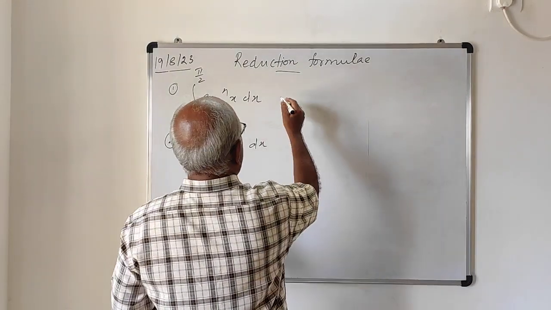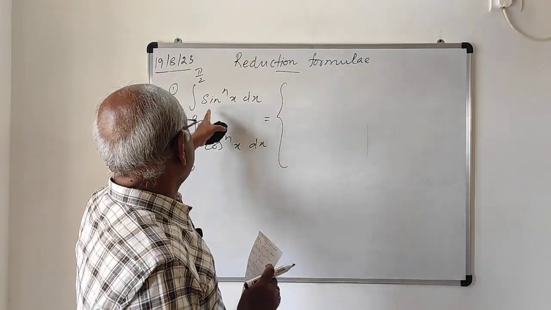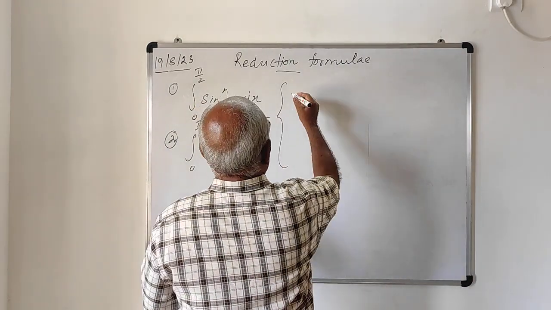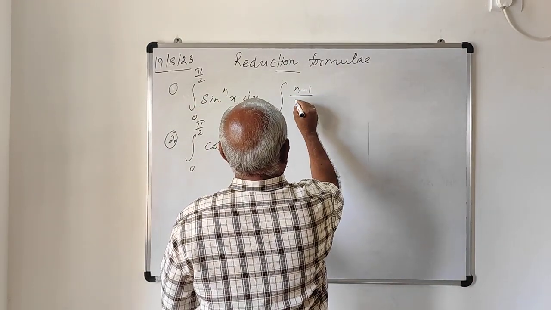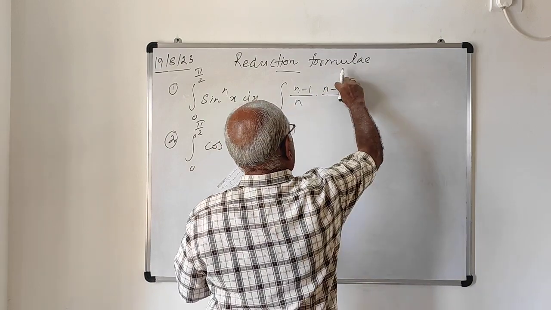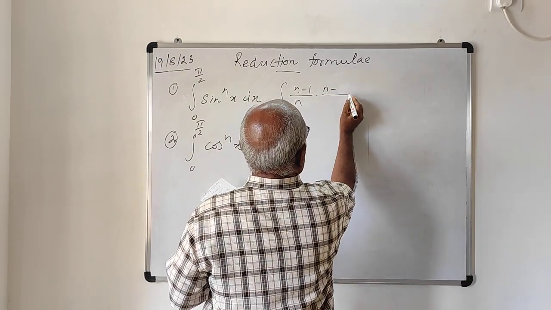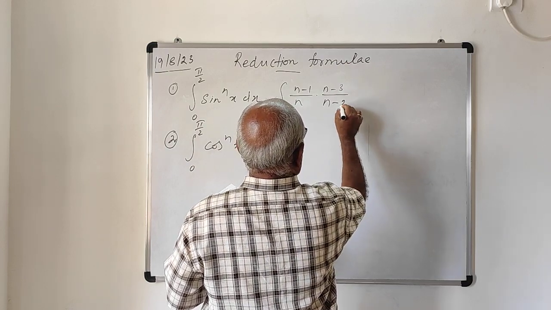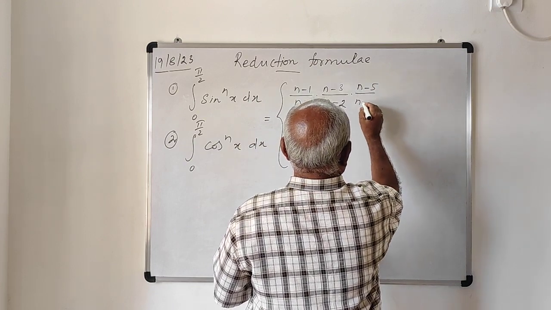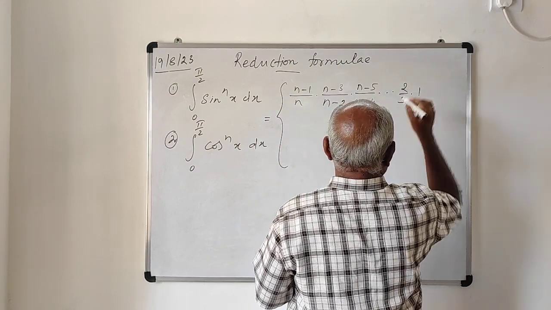For both of these problems, for both the sin power and cos power, where n is a positive integer, the reduction formula states that the result is (n minus 1) by n, into (n minus 3) by (n minus 2), into (n minus 5) by (n minus 4), and so on, up to 2 by 3 into 1 finally.